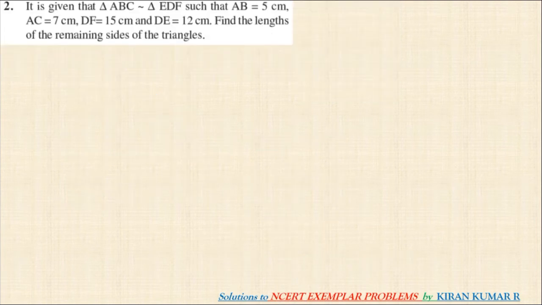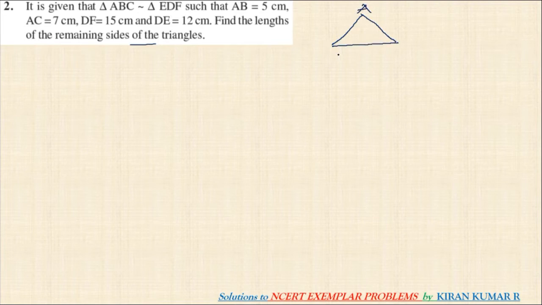Second question. It is given that triangle ABC is similar to the triangle EDF such that AB is equal to 5 cm, AC is equal to 7 cm, DF equal to 15 cm and DE equal to 12 cm. Find the lengths of the remaining sides of the triangle. Let me first mention what the sides given. Let me consider the two triangles.